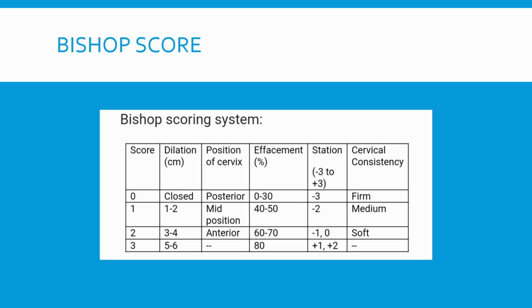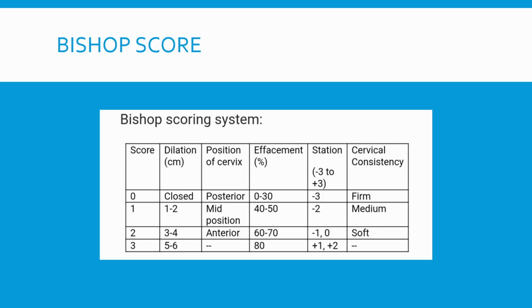The first thing it looks at is how dilated she is. Then they look at where the cervix is positioned. Is it very posterior? Is it anterior? They're looking at effacement, so how thick or thin that cervix is. The station, meaning where baby's fetal head is related to those ischial spines, and then the consistency of the cervix. So is it firm? Is it soft? Anything like that.